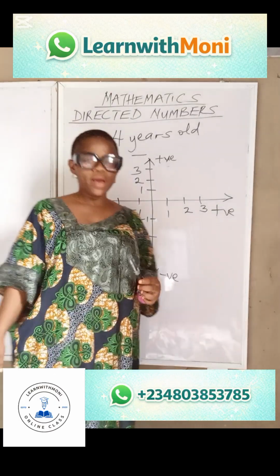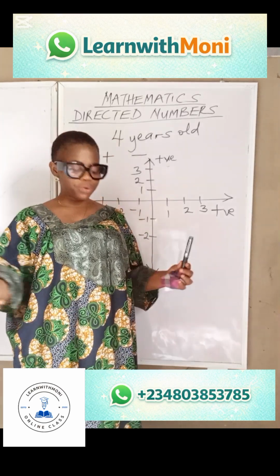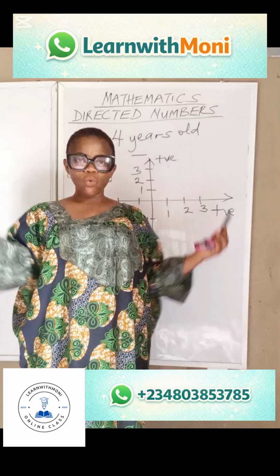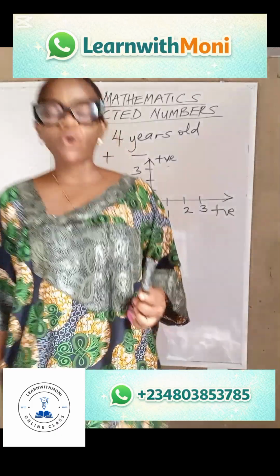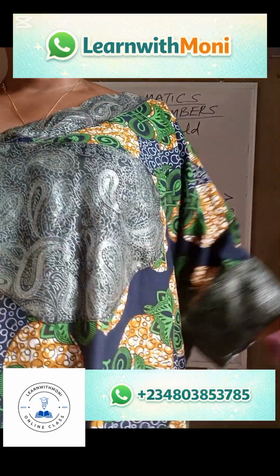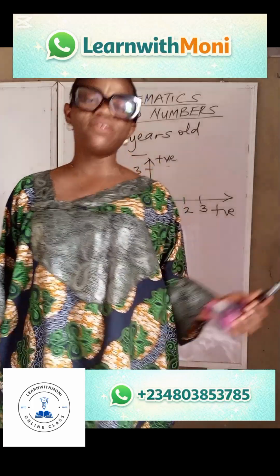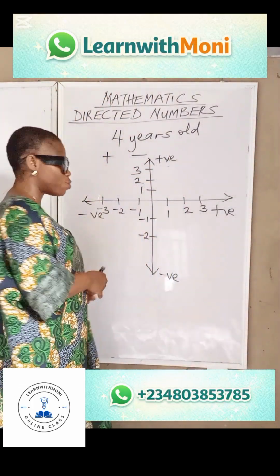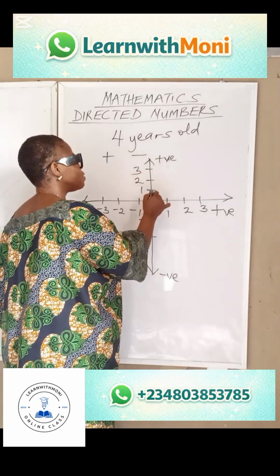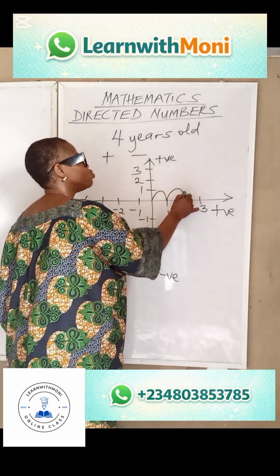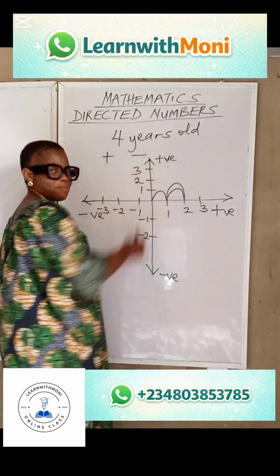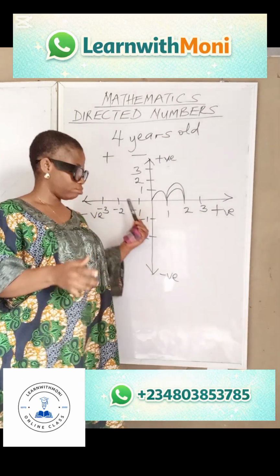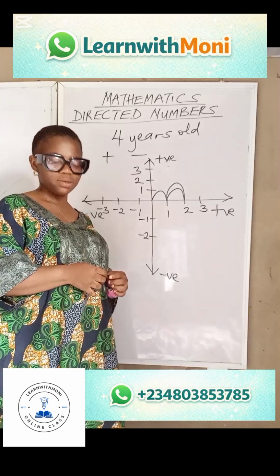It's just like when students are marching during a march past. You say 2 steps forward and 1 step backward. 2 steps forward, that is positive 2. 1 step backwards, that is negative 1. When I say 2 steps forward and 1 step backward, what I have said in essence is move to the right by 2 and move back to the left by 1. Let us look at more examples on these directed numbers.